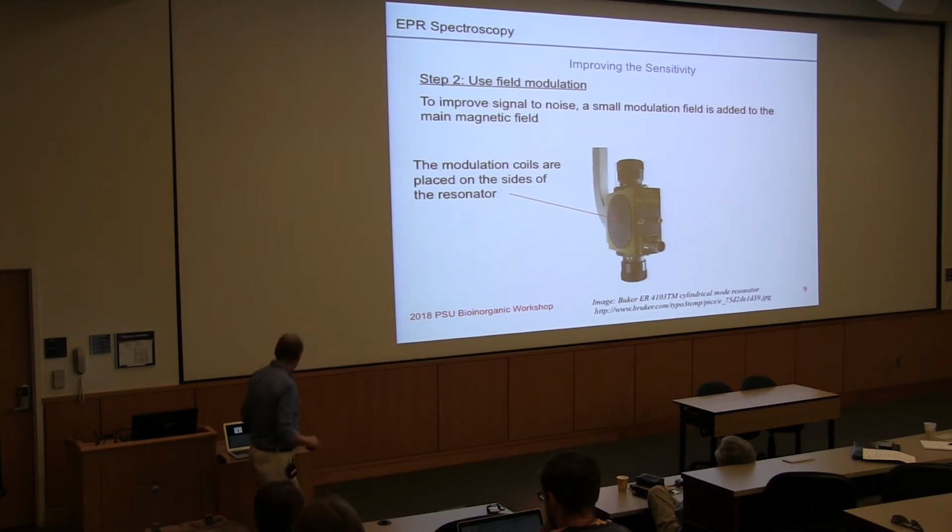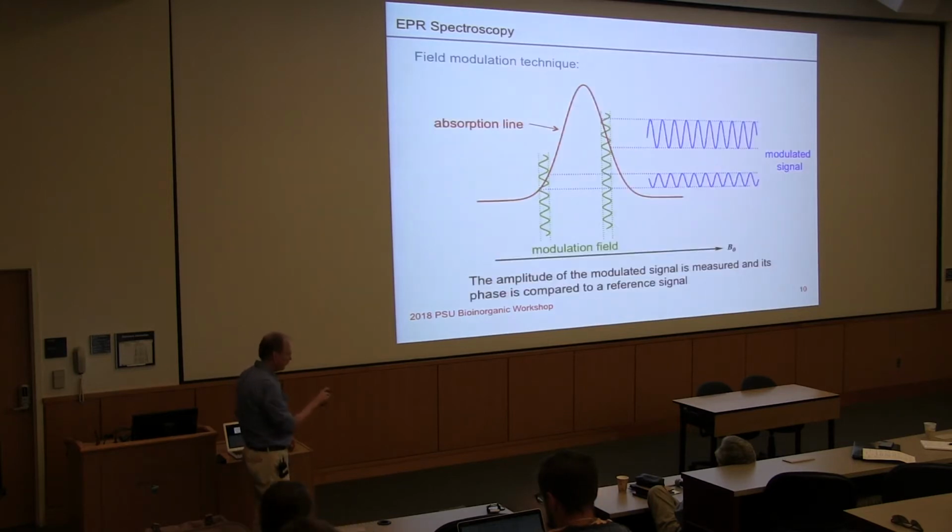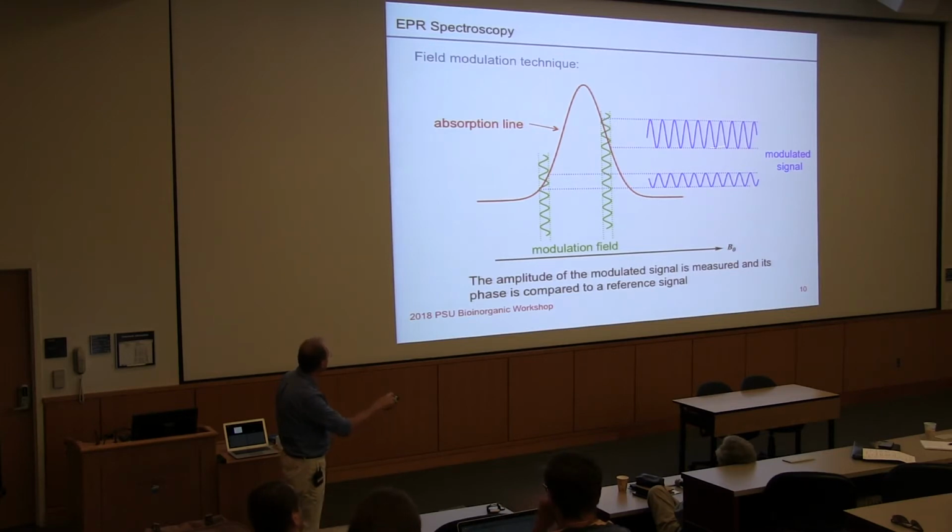And the reason for doing that is that if this is our absorption line, and the green here represents this oscillating field, if I detect the signal when the main field is at this position and it's oscillating back and forth between these two levels, then I'm going to see an oscillating signal at this frequency. Or over here, I would see this one.